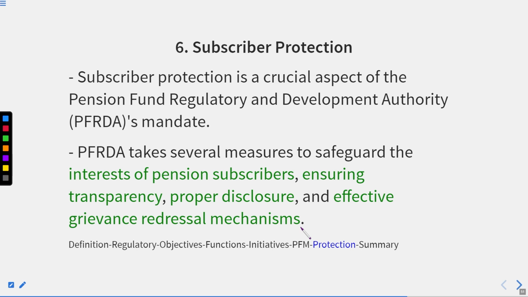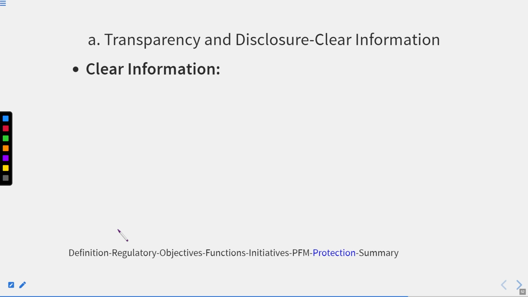It takes several measures to safeguard the interest of pension fund subscribers, ensuring transparency, proper disclosure of the facts and figures, and an effective grievance redressal mechanism. Okay, so this ensures the subscribers' protection in one step. Thereafter, first point, we have the transparency and disclosure, clear information. So the first is the clear information. What do you mean by it?